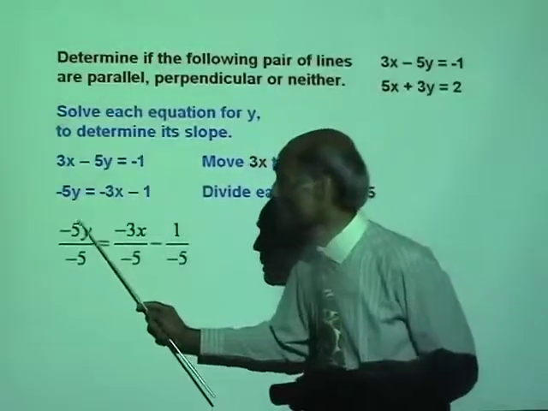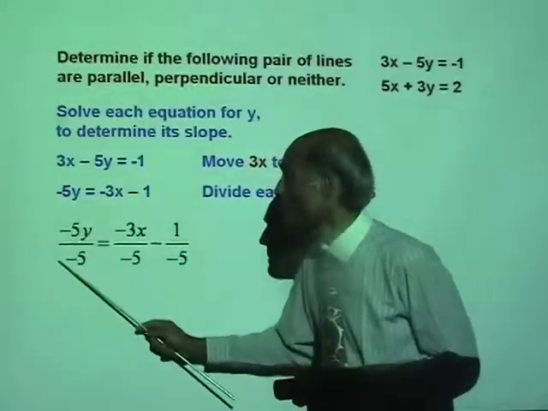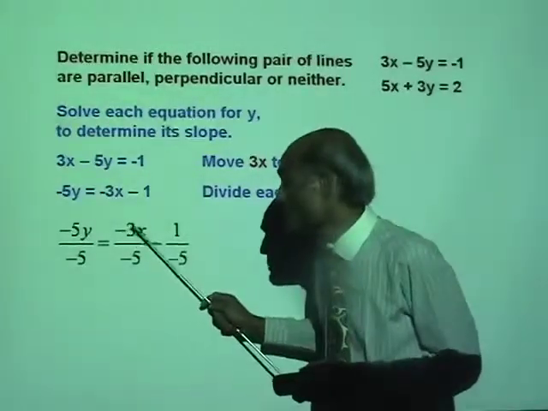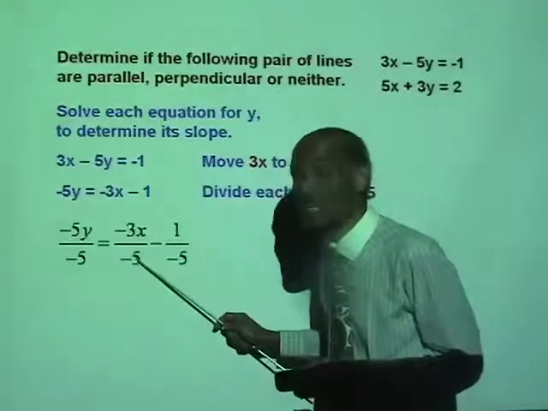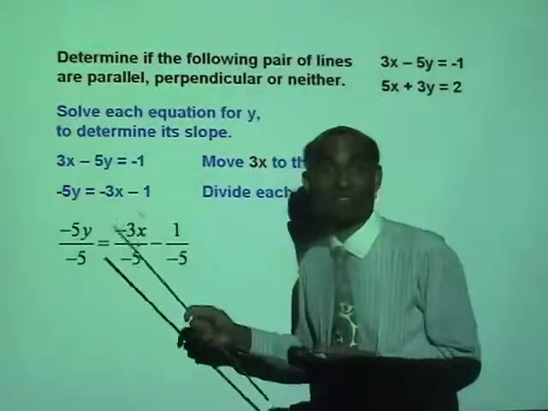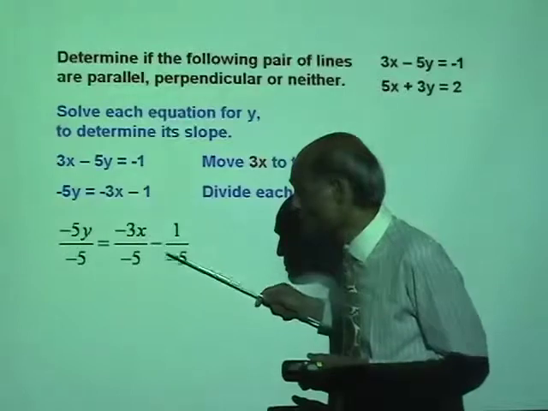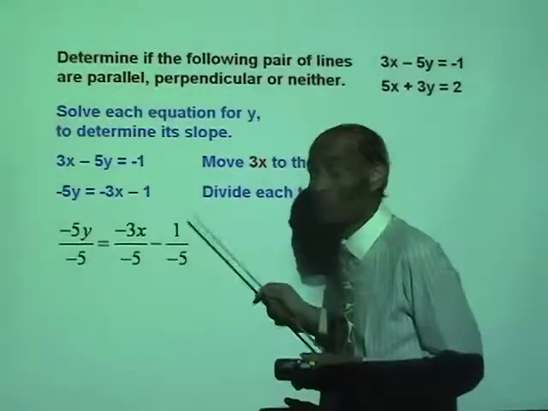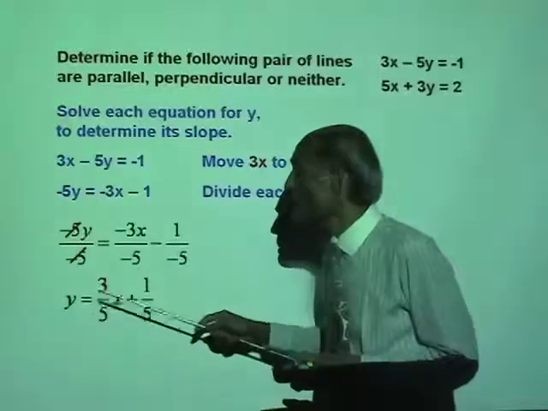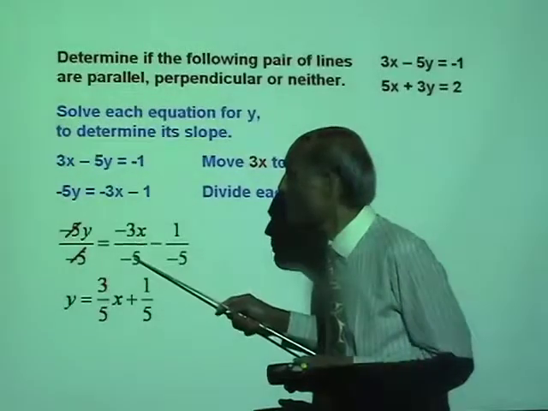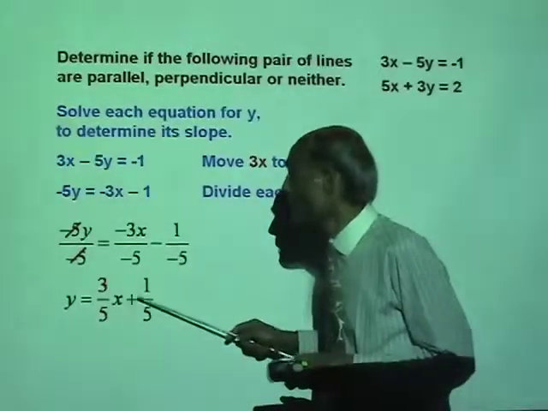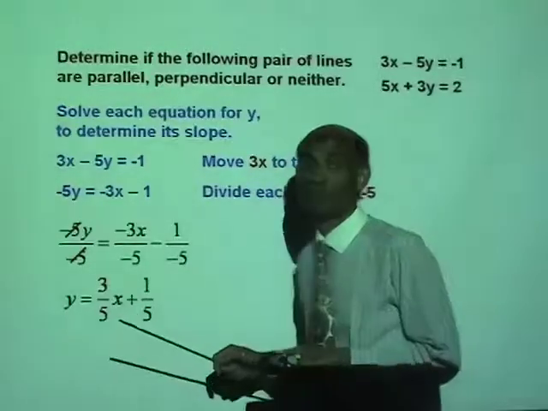And that is -5y divided by -5 is y. -3x divided by -5. Negative divided by negative become positive. Here also, these two negatives will make that positive. So, that gives me y equal to 3/5. Is that right? 3/5x plus 1/5.